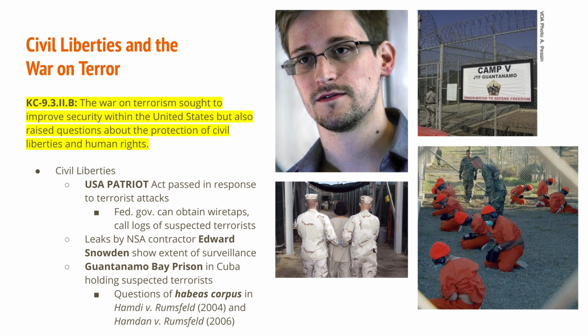All right, so the United States passed what was called the USA Patriot Act in response to the terrorist attacks, to try and find any more possible terrorist attacks before they happen. The federal government now can obtain wiretaps and call logs of suspected terrorists. The problem with this is that anytime a suspected terrorist has communication with someone who is not a suspected terrorist, that call could also be wiretapped. There were a lot of questions about personal privacy and searches without warrants.